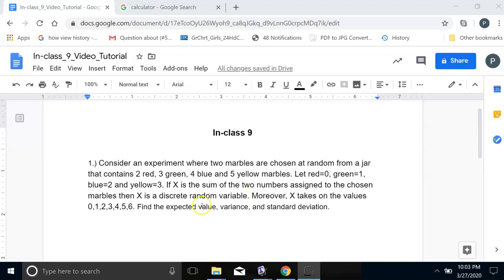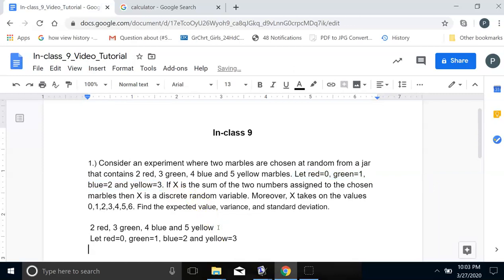So we need to find the expected value, variance, and standard deviation. So let me take these things here, my marble assignments, number of marbles, sorry. Let's put that here. And here's the assignments we're making for the marbles. Let's put that below. So let's note here total marbles will be just adding up all the ones where you've got 2 reds plus 3 greens plus 4 blue plus 5 yellow. So adding those, it'll be 14.